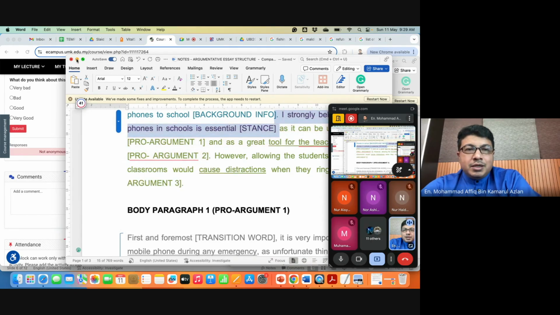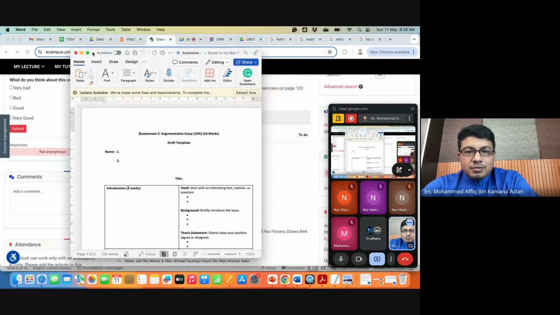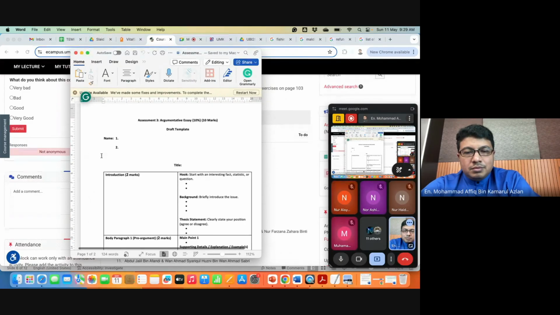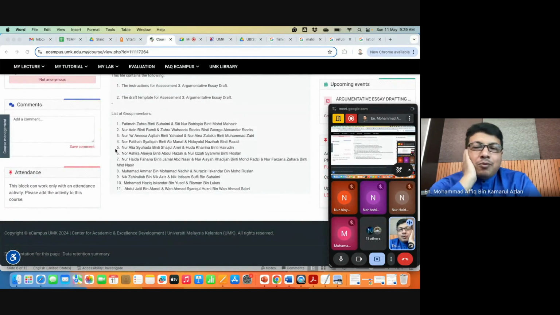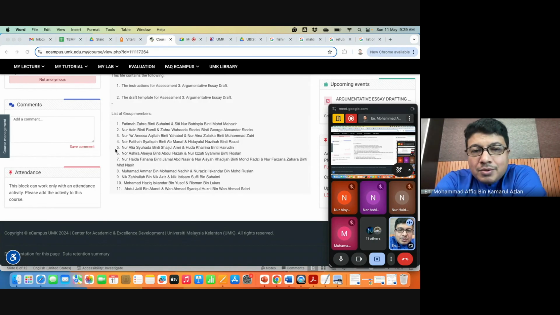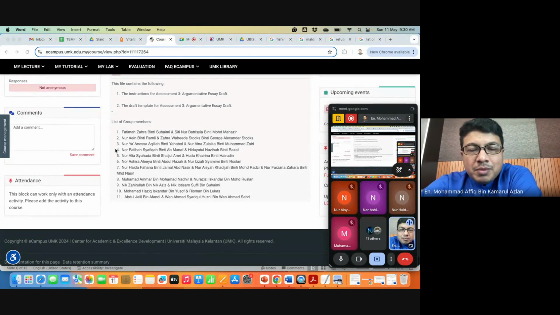So far, any questions regarding this assessment? The group members, so this is a pair work. I have assigned you with a partner so that no one will be left out. You can see the list of group members here. If let's say you cannot find the group members, maybe they are no more in UMK or they have quit, then you can inform me. I will put you in another group.